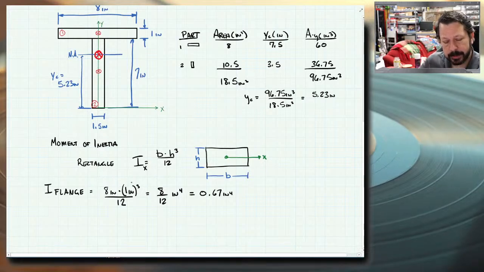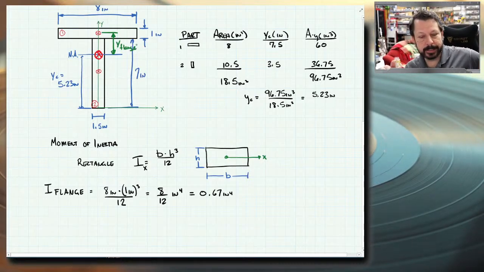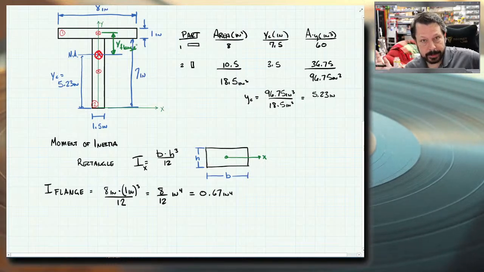Now, the other thing here is that this 0.67 is the moment of inertia about the flange's centroid. But I want the moment of inertia about the T-beam centroid. And there's some distance. We'll call that Y flange. There's some distance between the neutral axis of the T and the centroid of the flange. And so I need to take that distance into account.